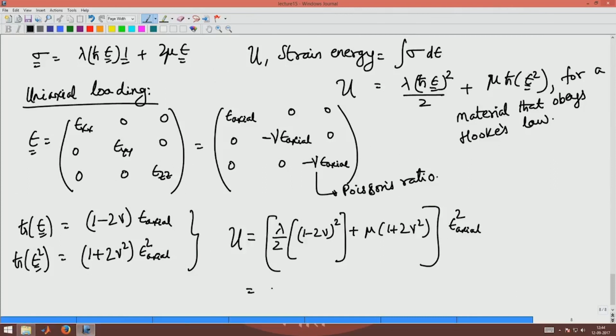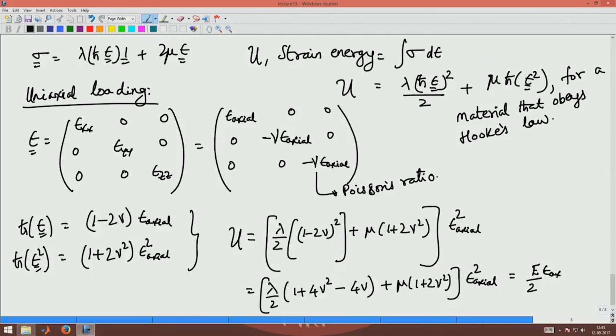So, this will be nothing but lambda by 2 into 1 plus 4 nu squared minus 4 nu, plus mu times 1 plus 2 nu squared, times epsilon axial squared. Now this I can rewrite as E by 2 epsilon axial squared, where I substitute for lambda and mu the expressions involving Young's modulus and Poisson's ratio, and I will simplify this equation to get Young's modulus times epsilon axial squared by 2.